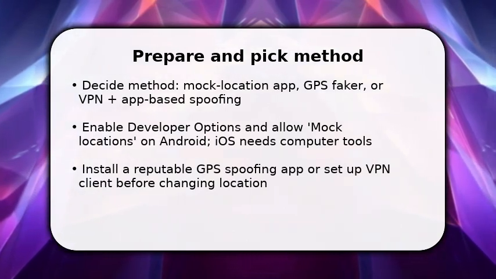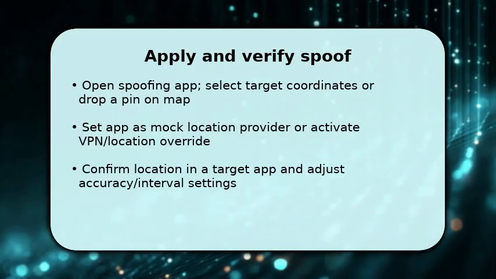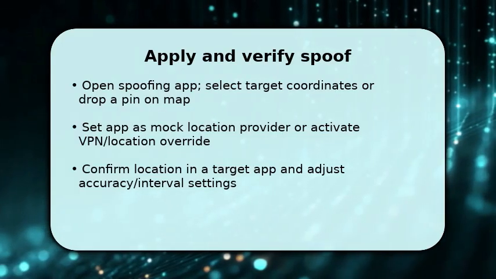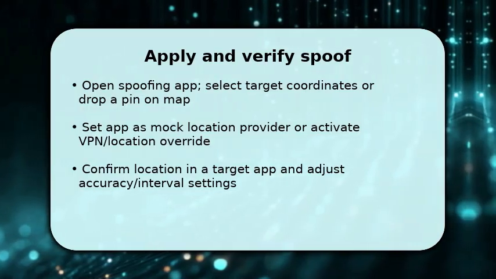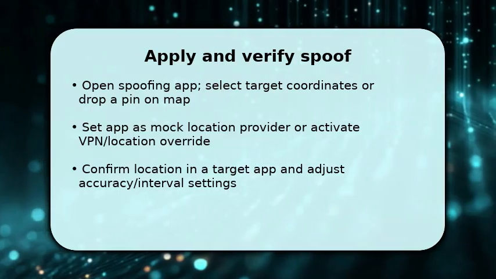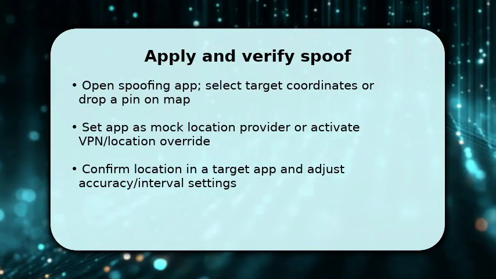Now you execute the change. Open your chosen tool, pick target coordinates or drop a pin, and set the app as the mock location provider, or enable VPN routing if using IP-based spoofing. Once active, open the target app that reads location and confirm it shows the new position.